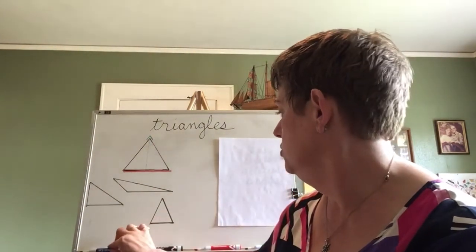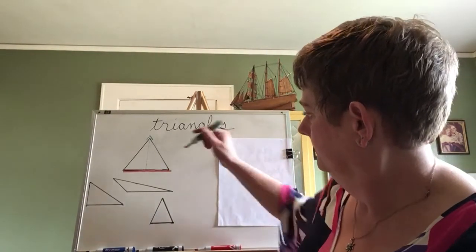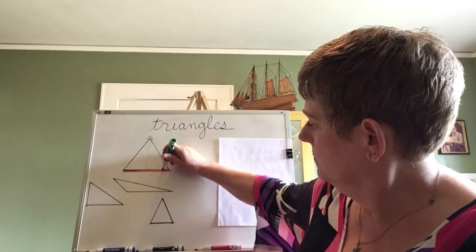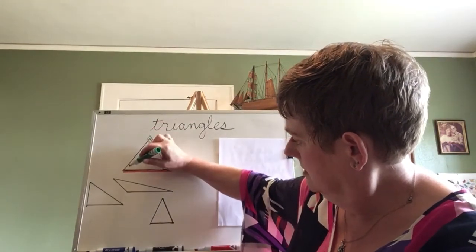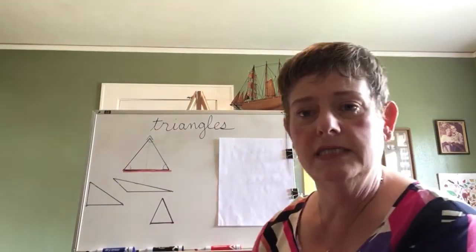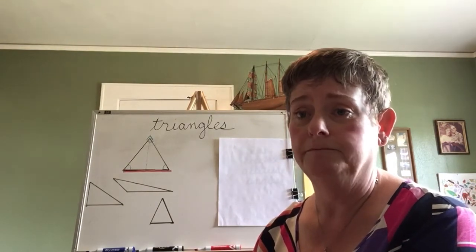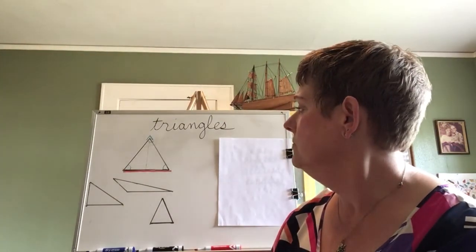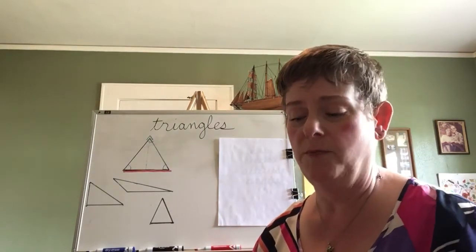And you could even show your angles. A triangle has 3 angles. There's one, there's one, there's one. It's the space where the 2 intersecting lines come together. So you could do that with any kind of triangle. You could highlight the parts.